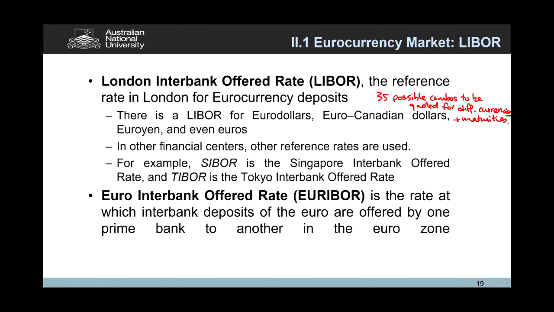Okay, and they act as the reference interest rate for instruments that are issued on the euro currency market. So that means it's more of a floating rate, because every single day, a survey is conducted among the bankers of the 11 or 16 major banks in the world, and their interest rates are quoted and averaged to become the London Interbank Offered Rate. And then we also have the Euro Interbank Offered Rate that's becoming more and more popular.